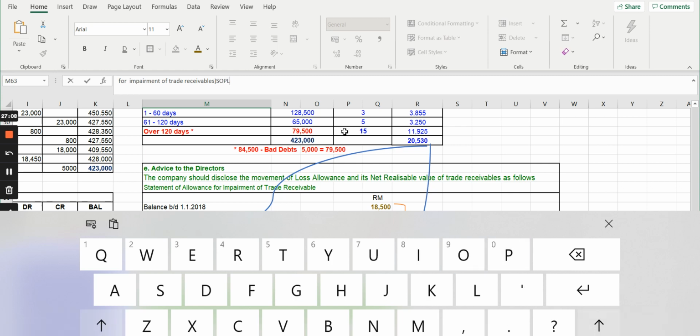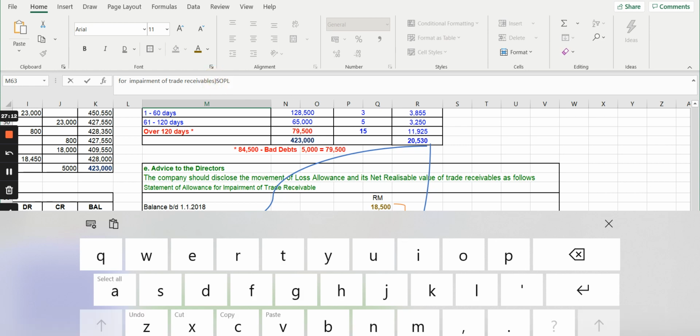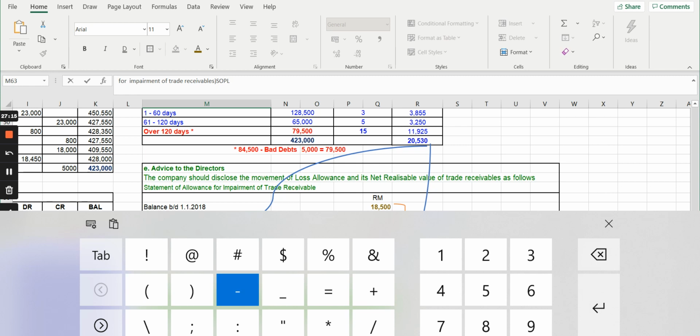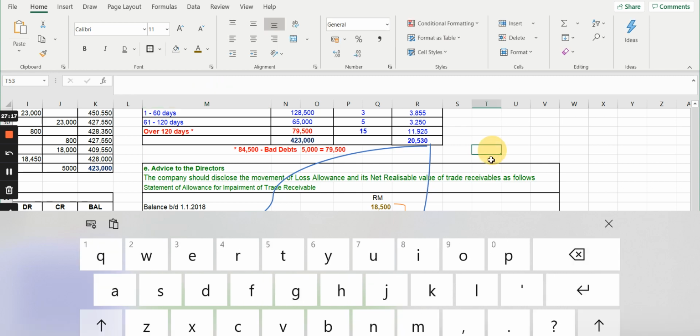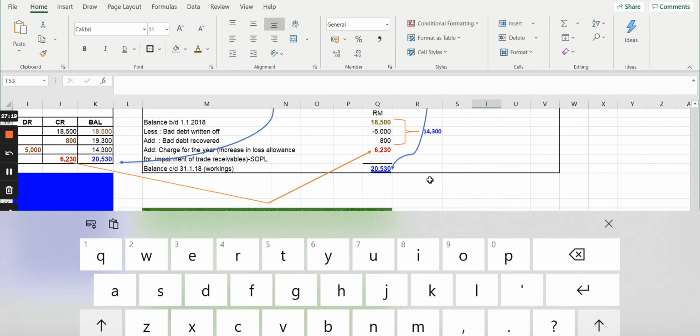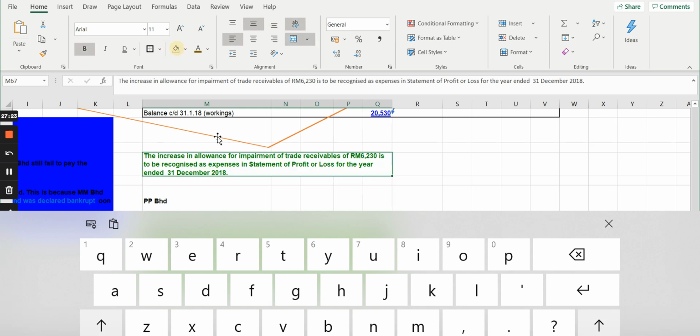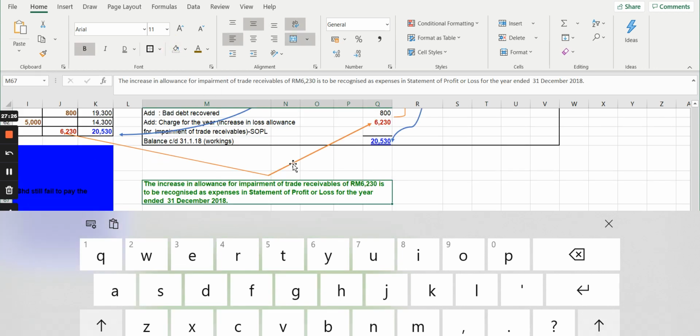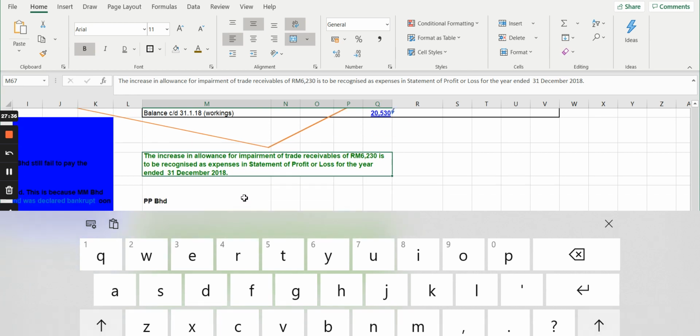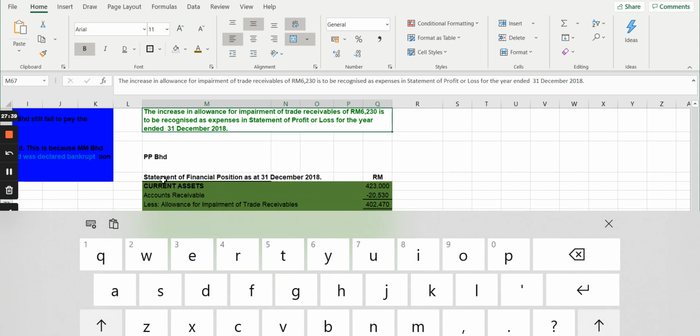Okay, that is what you show in the statement of profit or loss, just to give a better idea. Okay, done. Next, these are the movement, and this is the last part, which is to give the advice about the amount to be shown in the statement of profit or loss, which is that 6230. The increase should be recognized as expenses in the statement of profit or loss. You can also show the statement, but here I don't show the statement.